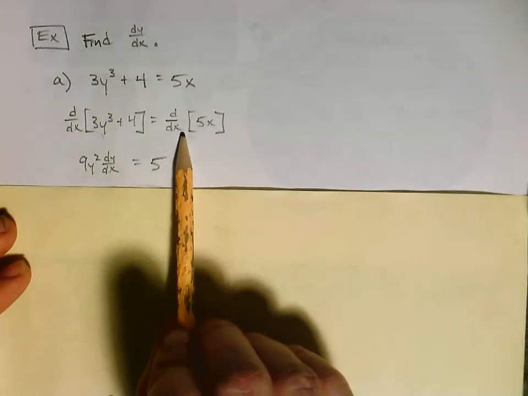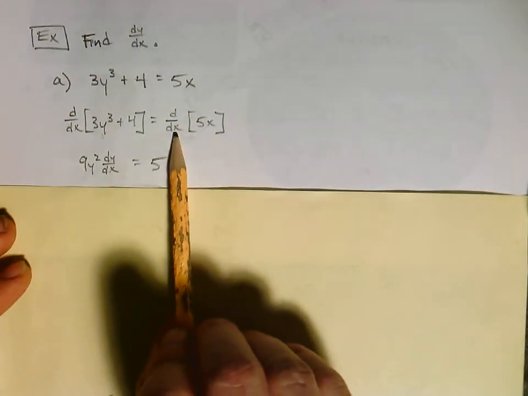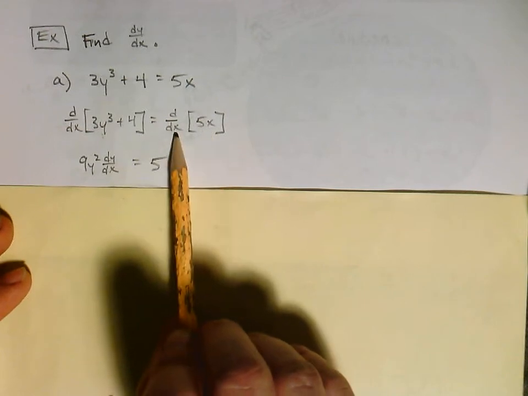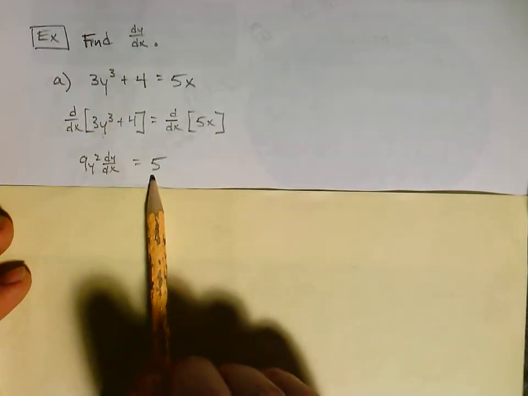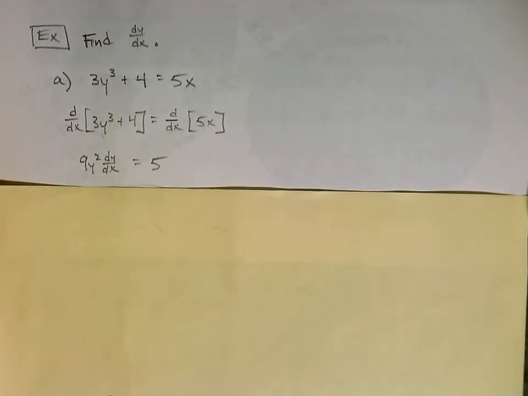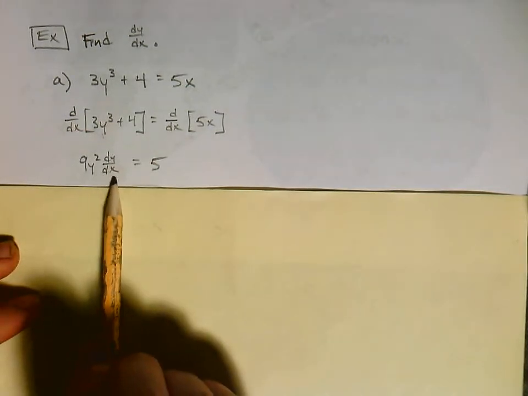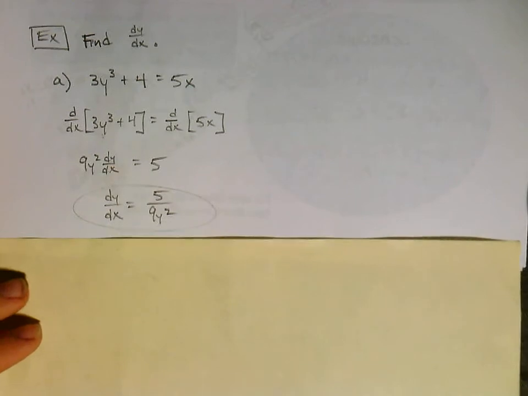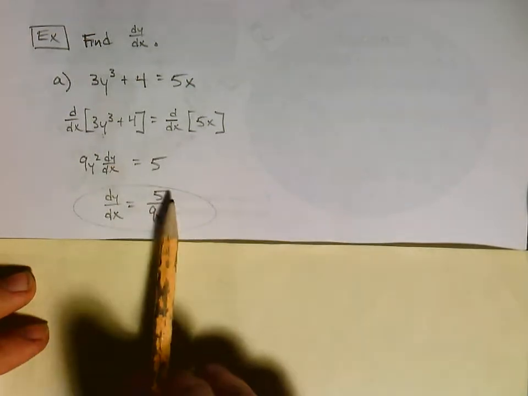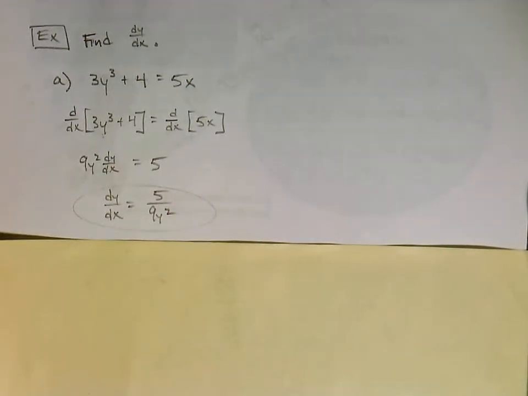And on the right, well, that's something familiar. That's just an x, so the derivative of 5x is, of course, 5. So to find now dy over dx, all we have to do is isolate the dy over dx, and that's pretty simple to do here. 5 over 9y squared is our derivative. In this problem, we're not asked to find the derivative value at any particular point, so we'll just stop here.